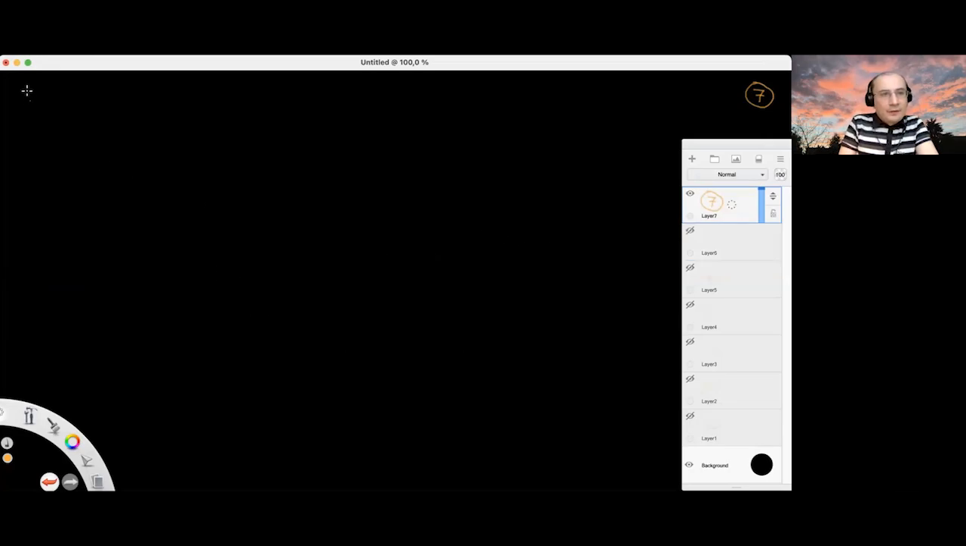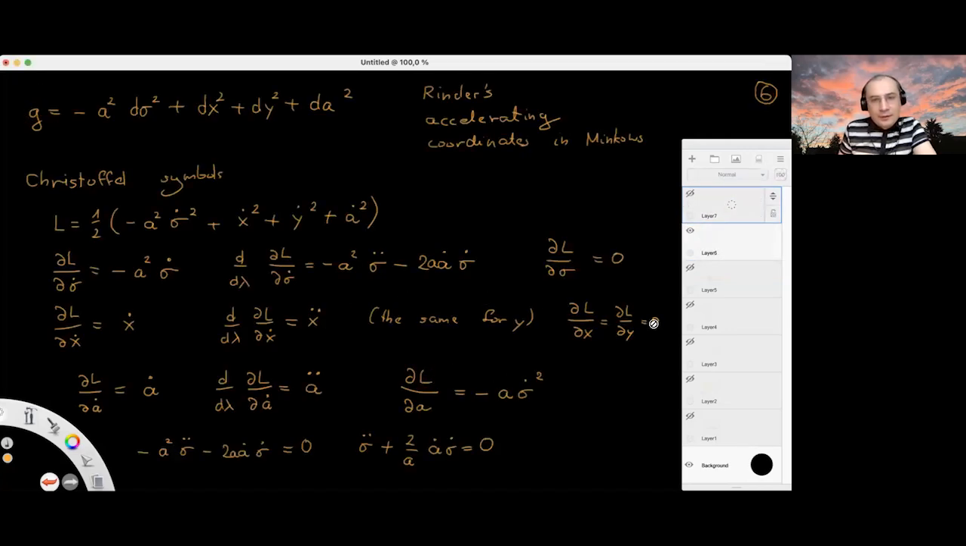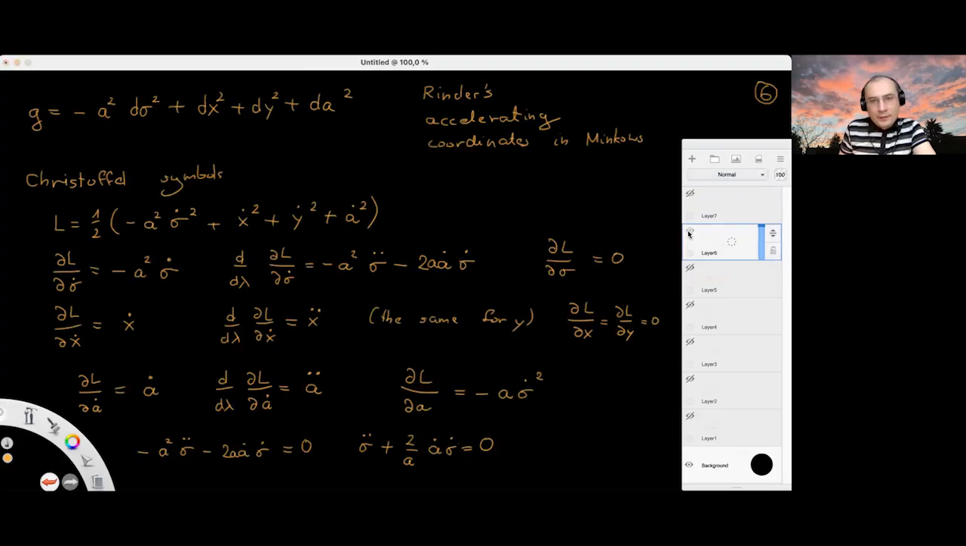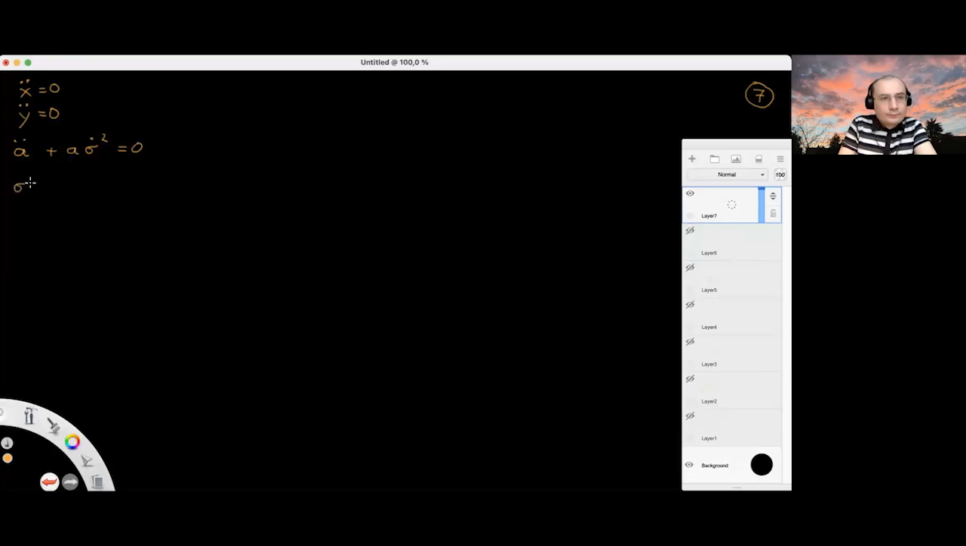So the equations for X are very simple. X double dot equals 0 and Y double dot equals 0. Right, X double dot minus 0 equals 0 and the same for Y. And finally, we've got the A equation. A double dot minus this thing here, which is plus A sigma dot squared, equals 0. And I will write this equation over here. The coordinate system is sigma, x, y, a.